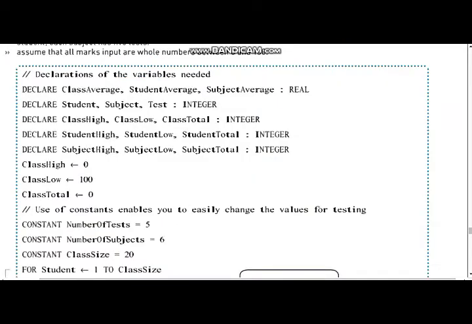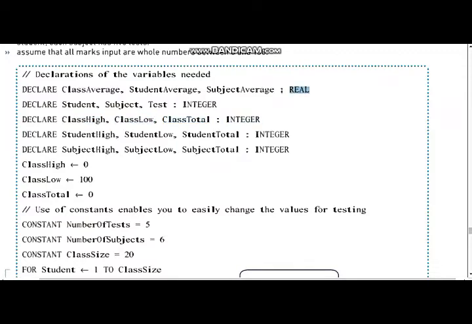First of all, I am discussing the pseudocode. In the first statement you are declaring 3 variables, one for saving the average of the whole class, then one for saving the average for one student, and one for saving the average of one subject of that student. In the second declaration you are declaring 3 variables which will be used for loops. Student will be used for the student loop, subject will be used for iteration of subjects, and test will be used for iteration of tests.